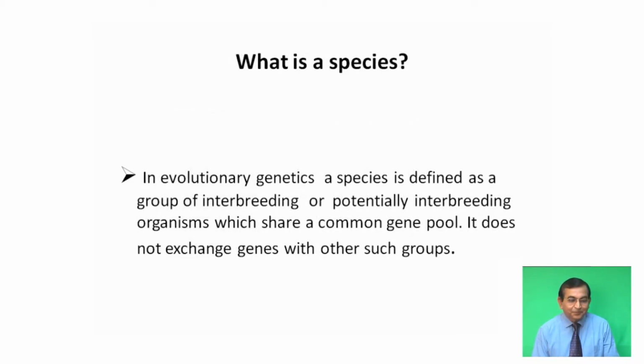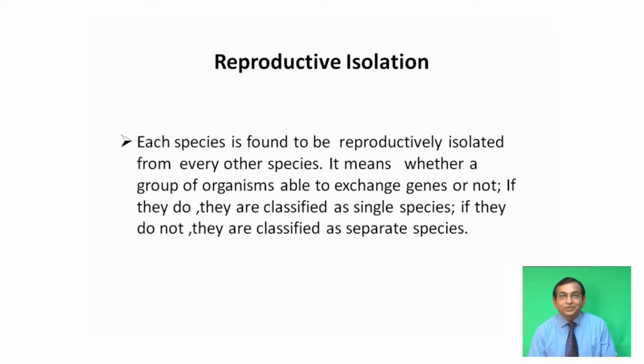What is a species? In evolutionary genetics, a species is defined as a group of interbreeding or potentially interbreeding organisms which share a common gene pool. It does not exchange genes with other such groups. Reproductive isolation is one of the important criteria of a species. Each species is found to be reproductively isolated from every other species.